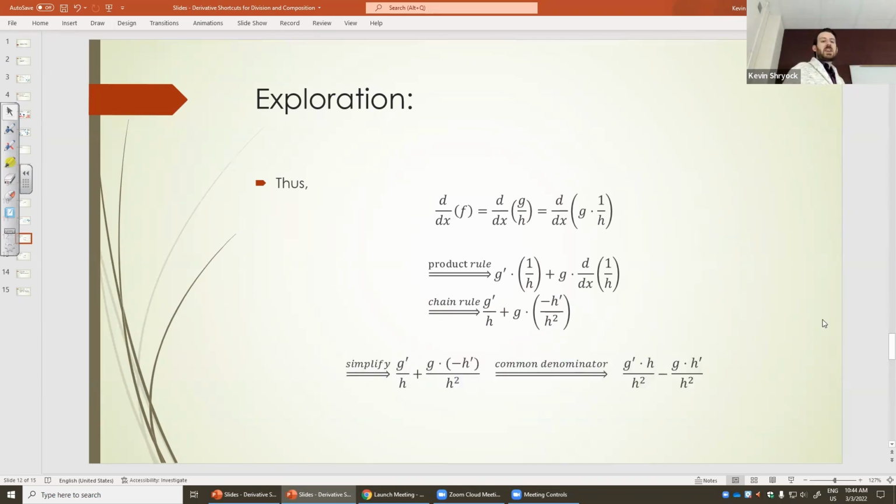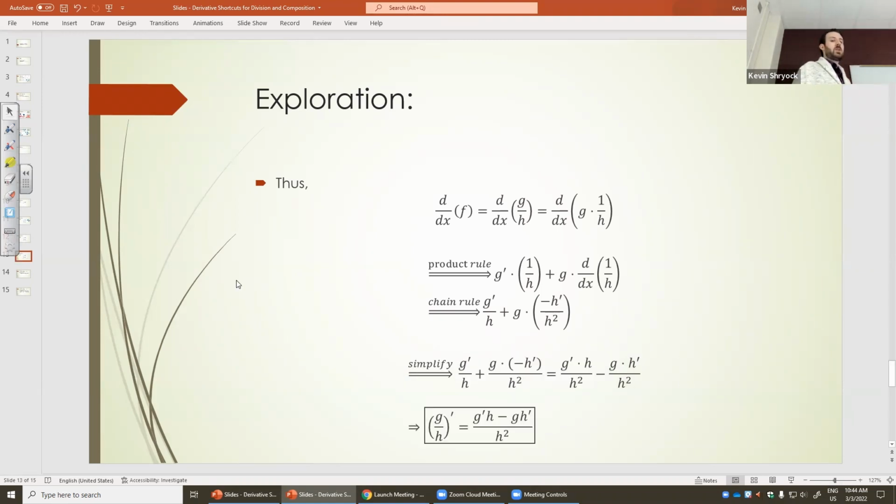So we do a little bit of simplification. We've got that g prime over h being added to the g times that -h prime over h squared. Make those common denominators. Now I've got g prime times h over h squared minus g times h prime over h squared. Push them together, and now I've got sort of my summary formula. My summary formula is that if I do the derivative of some kind of fraction of functions, that's going to be g prime times h minus h prime times g all over h squared.